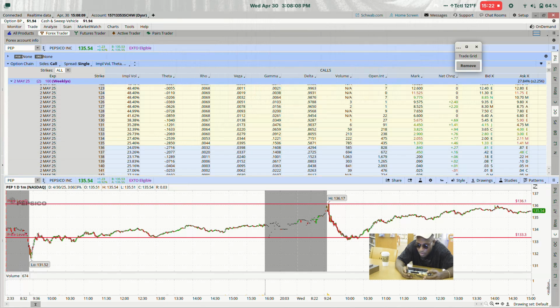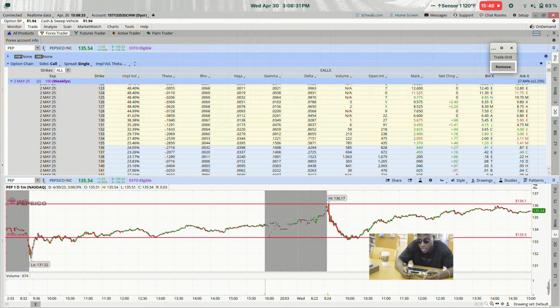Alright, from 9, and then the bottom right, 10, and then 11. That means these people are trying to sell it for $9, these people are trying to buy it for $10, and these people are trying to sell it for $11. So that's why it's higher.